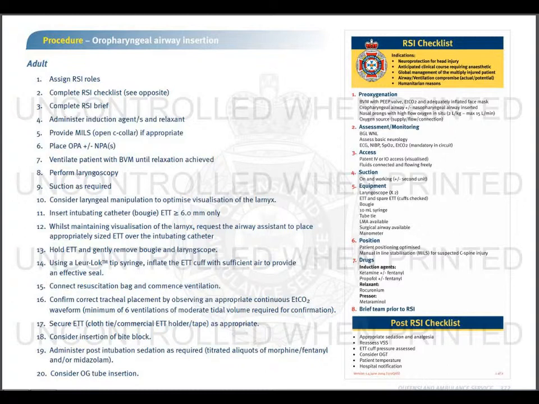So first of all, we're going to assign some roles within the group. Ideally, we would have at least 3 clinicians. One will be the overseer. Another one will be the airway clinician, and the third person will be the circulation clinician, who will deal with medications and such.